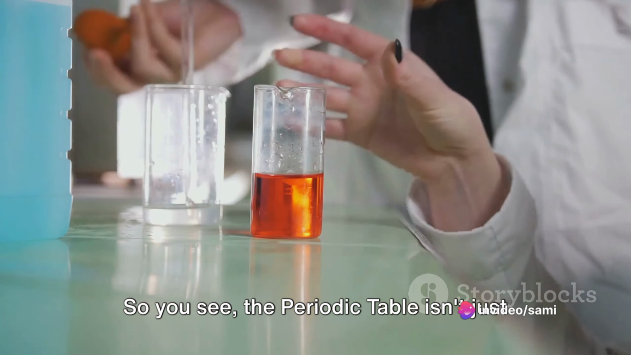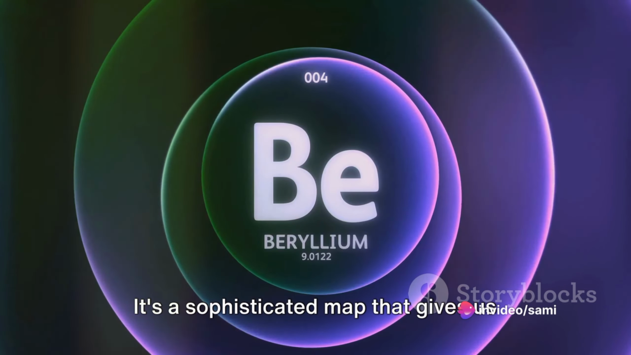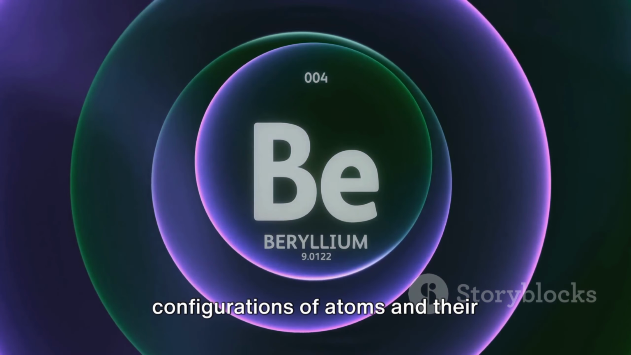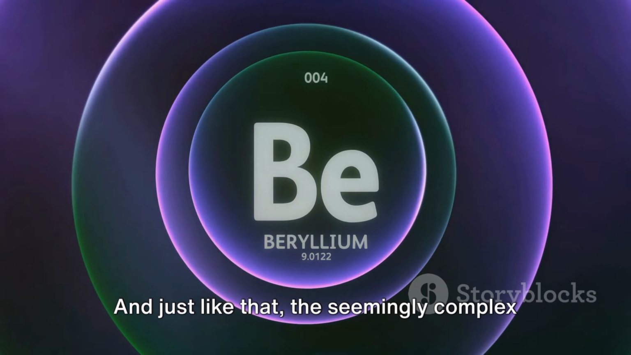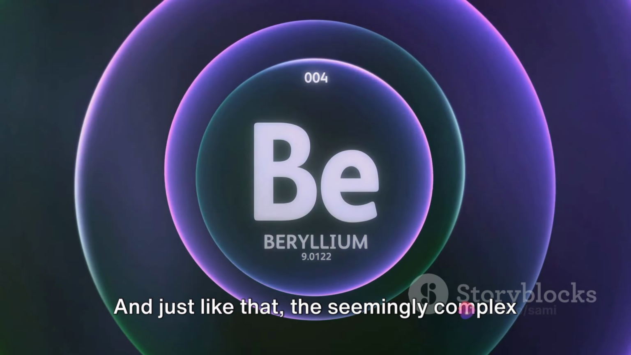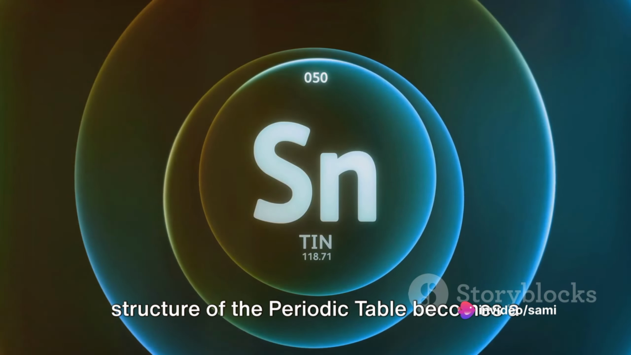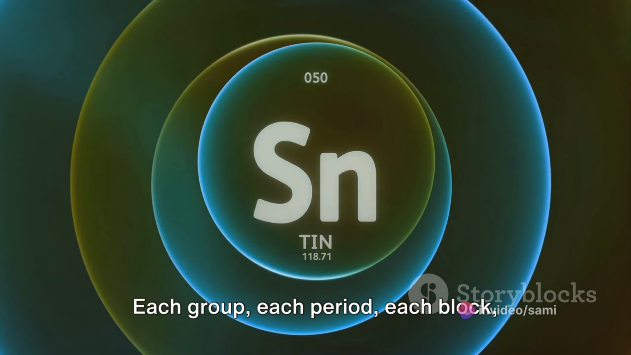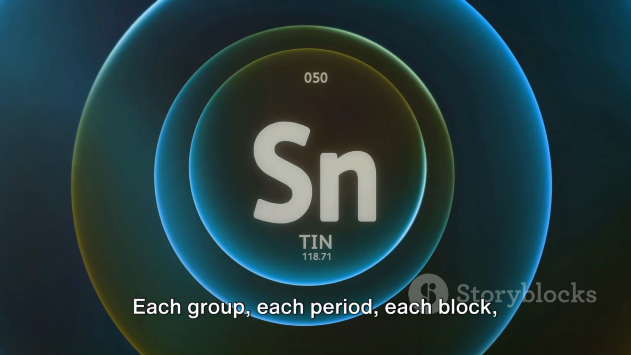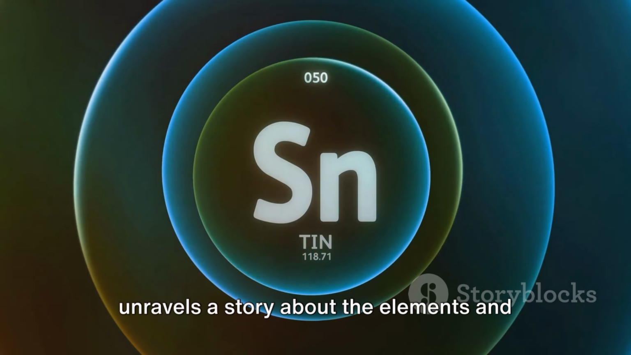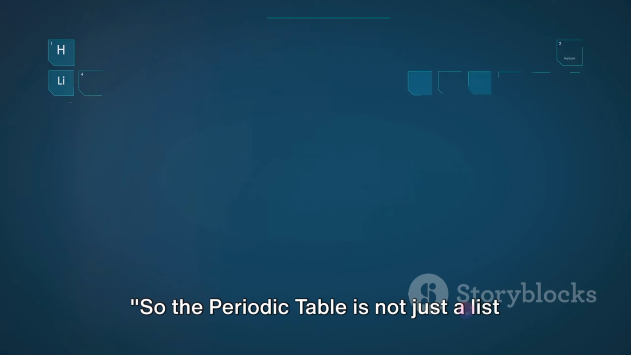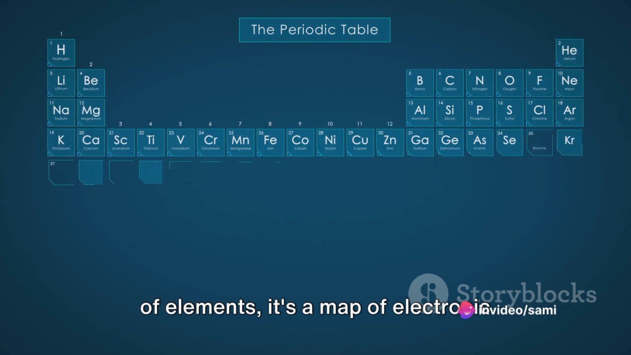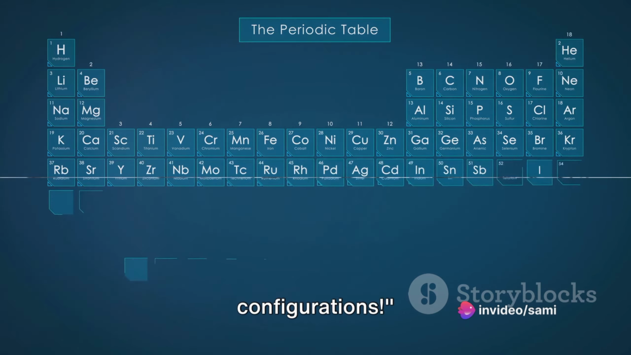So you see, the periodic table isn't just about listing elements, it's a sophisticated map that gives us insights into the electronic configurations of atoms and their consequent chemical behaviors. And just like that, the seemingly complex structure of the periodic table becomes a bit more comprehensible, a bit more intriguing. Each group, each period, each block unravels a story about the elements and their electrons. So, the periodic table is not just a list of elements, it's a map of electronic configurations.